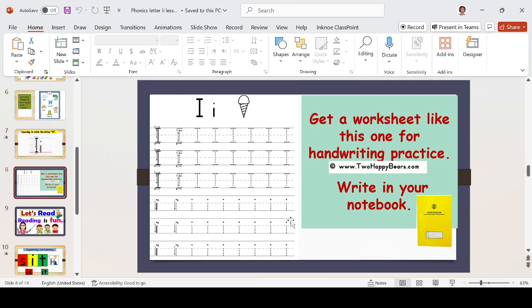Okay, I'm going to give you some minutes to trace the letter, and then we will do independent writing. So what you need to do now is pause the video and do some writing. When you are done writing, you can continue with your video. Okay, so let's pause the video. Let's do some handwriting practice. First, we trace on the worksheet. Second, we do independent writing in the notebook.